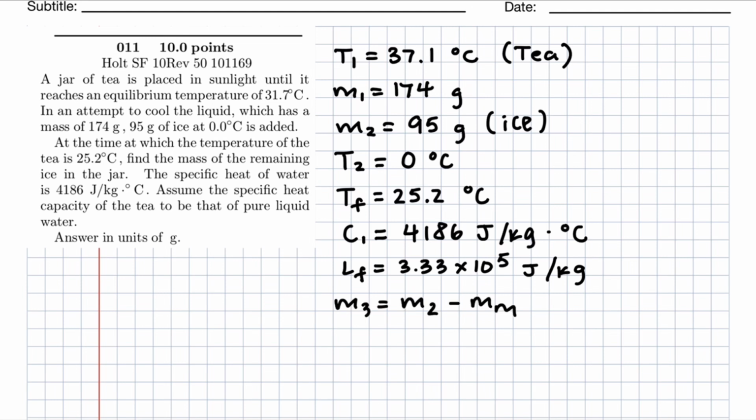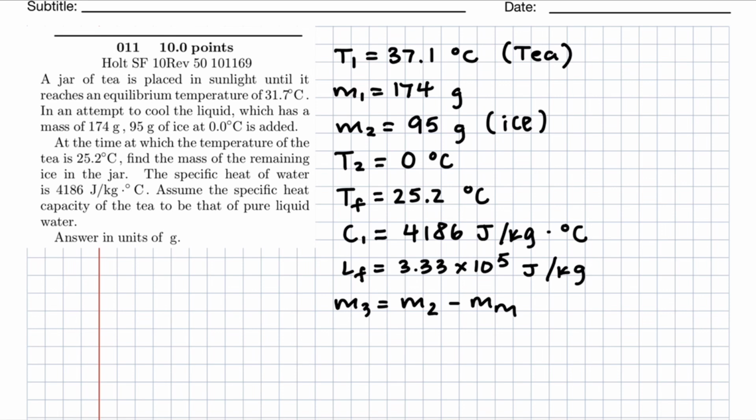Okay, there we have it. So I decided to use 1 for the tea and 2 for the ice. We need the latent heat of fusion for this problem because we're going to melt ice. Now, what in the world is M3 and M sub M?